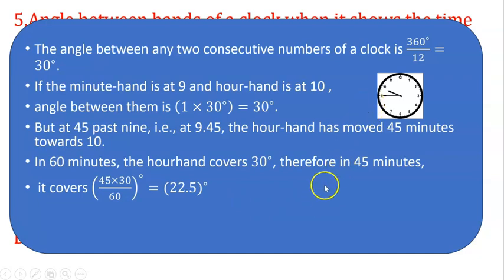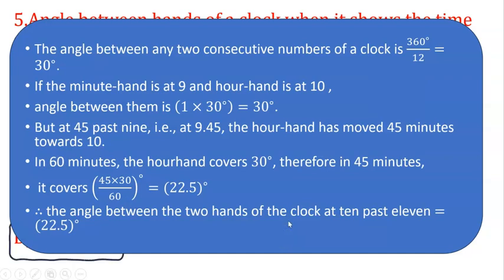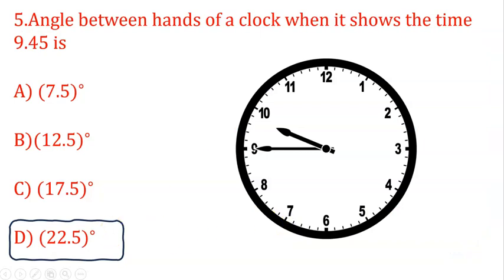It's less than 30 degrees. And therefore the angle between the two hands of the clock at 10 past 11 is 22.5 degrees. Therefore here option D is correct, 22.5 degrees. Now next question.